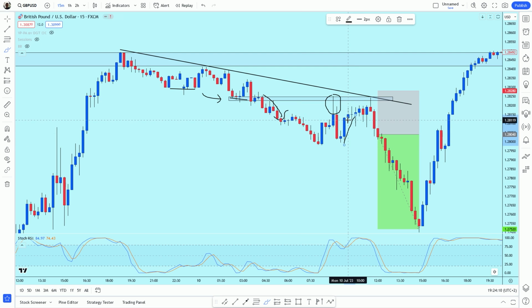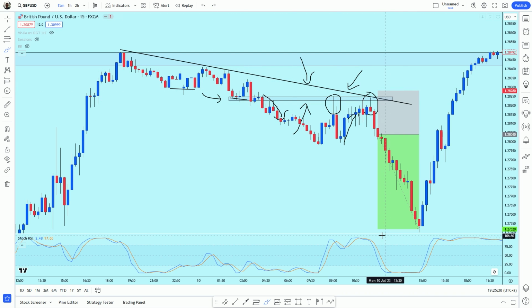And then price formed this bullish move to test this zone again, but this time it also tested this bearish trend line, which means that we have confluence here between this minor zone and also this bearish trend line. An additional reason to look to sell was given by this stochastic RSI indicator, which indicates a potential bearish move.